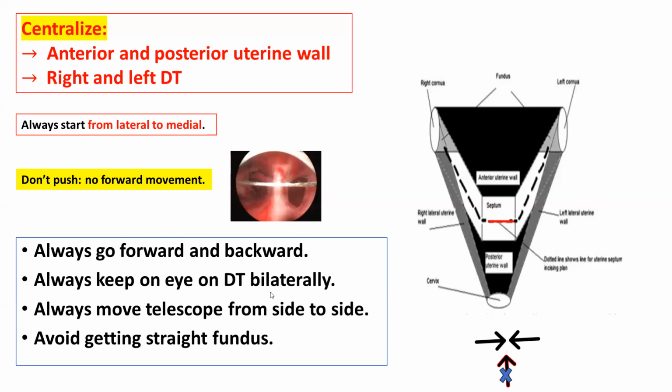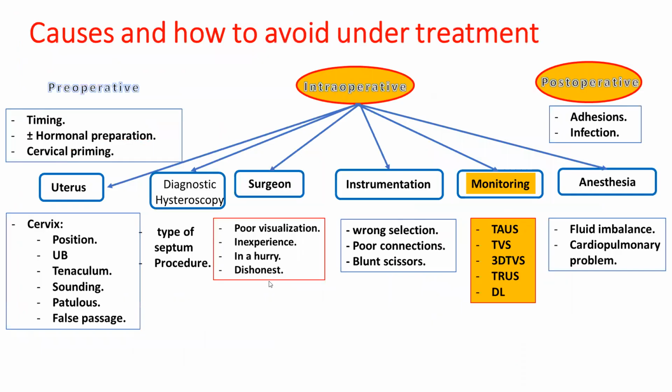These are important. So the keys of the tool are the centralization of the tip of your instrument. Start from lateral to medial. Don't use pushing technique. And the whole instrument should be moved from side to side, backward and forward, to have orientation of the lateral walls, the tubal ostia, and the rest of the septum left inside the uterus.